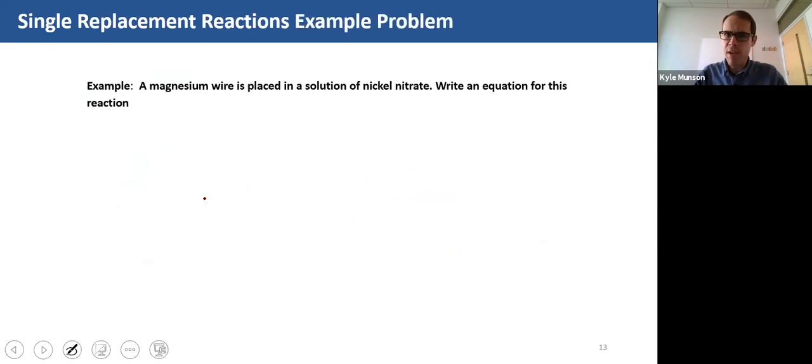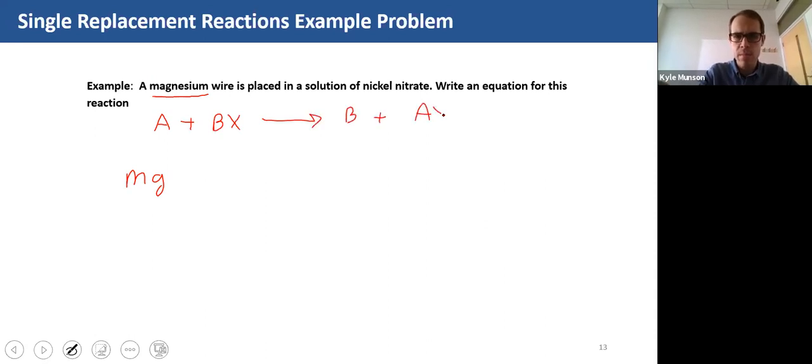So let's do some examples. A magnesium wire is placed in a solution of nickel nitrate. Write an equation for this reaction. Okay, so here we go. It's a single replacement reaction. The reason I'm realizing that is because magnesium is just an element by itself. So we have magnesium, and I'm going to write the general structure for a single replacement reaction up here. Magnesium plus nickel nitrate.